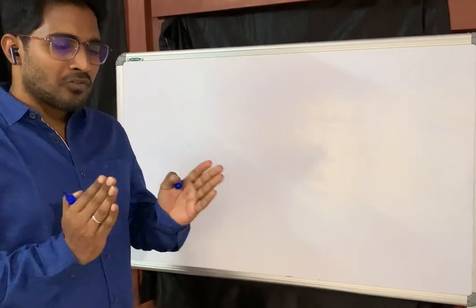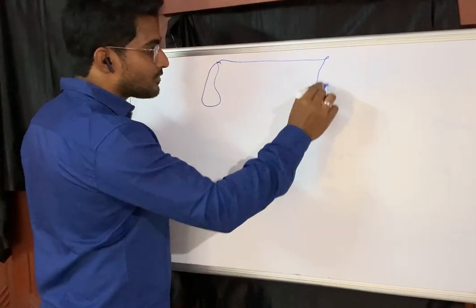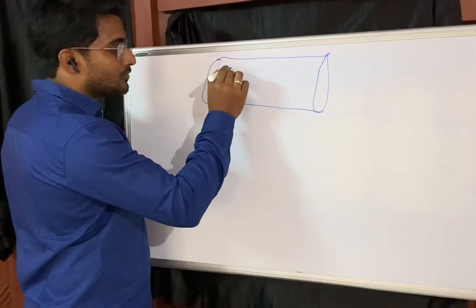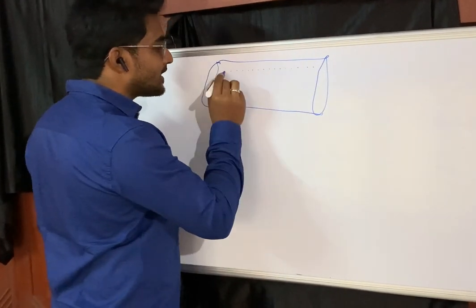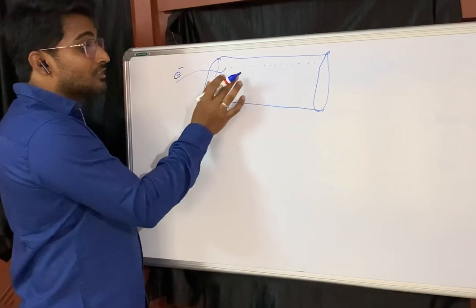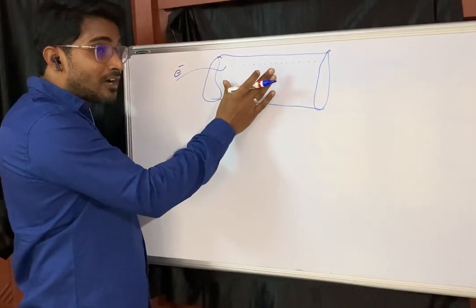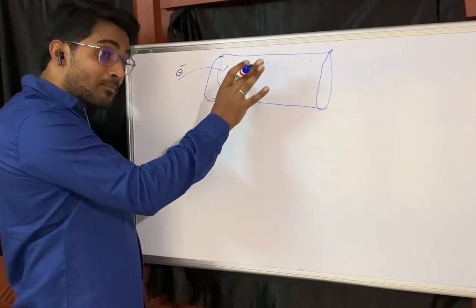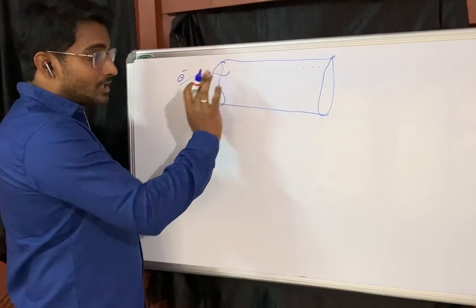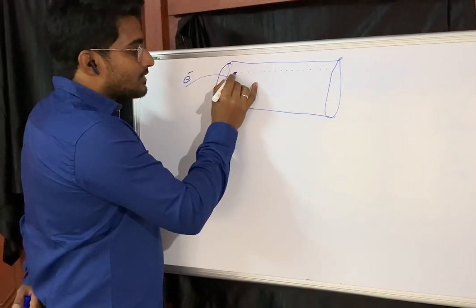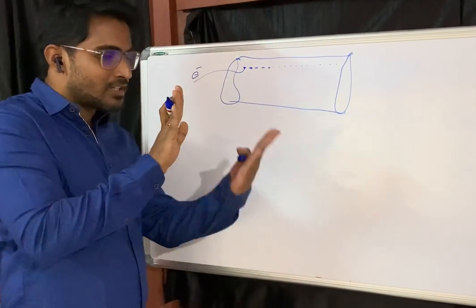So let me take one conductor. This is a piece of a conductor. In this conductor we have a very large number of electrons. These dots I am considering as electrons. A material or element with a very large number of electrons is called a conductor. These electrons are very close to each other.